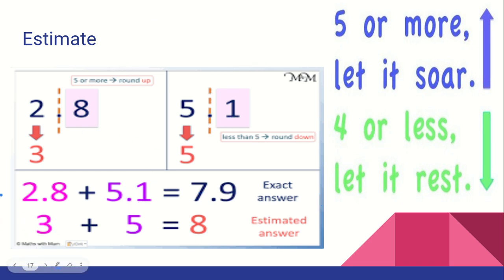And if you were to add this, 2.8 plus 5.1 equals 7.9. That's the exact answer, but you could either estimate these and add, or just estimate the answer. I recommend you to estimate the answer because that's easier. Now let's quiz you.